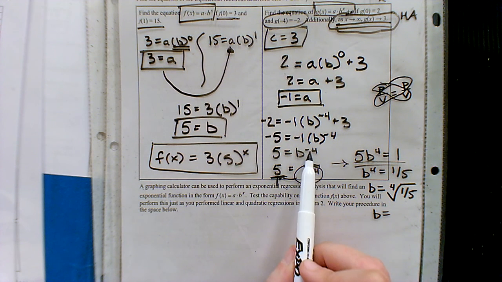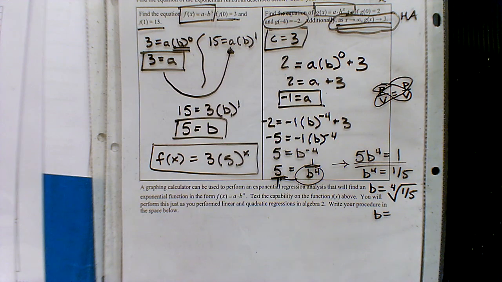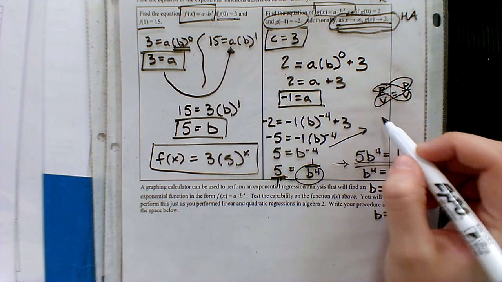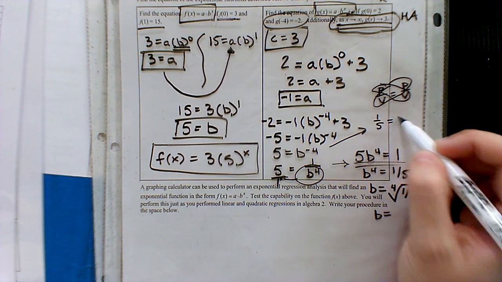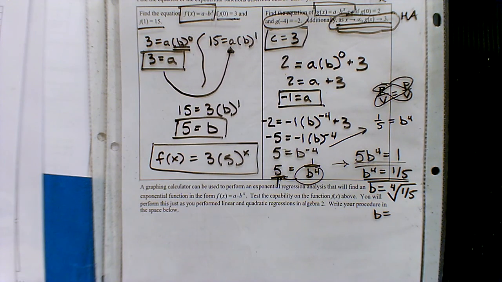If you change this power to positive, you have to change this power to negative. If you switch one, you have to switch both. Because 5 to the negative 1st is 1 over 5, and this would be b to the 4th. So that would lead you there. There's a lot of manipulations that you can do.